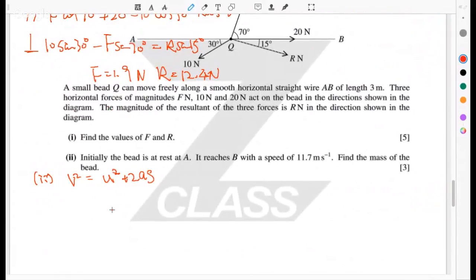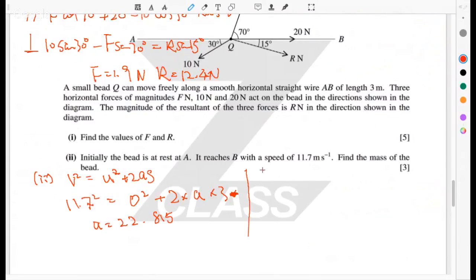velocity, and the distance. So we know that the final speed, 11.7 squared, is equal to 0 squared, because it's initially at rest, plus 2 times acceleration times the distance, which in the question it says it's 30 meters. And wait, sorry, it says 3 meters. Solve that, you have a equals 22.815.